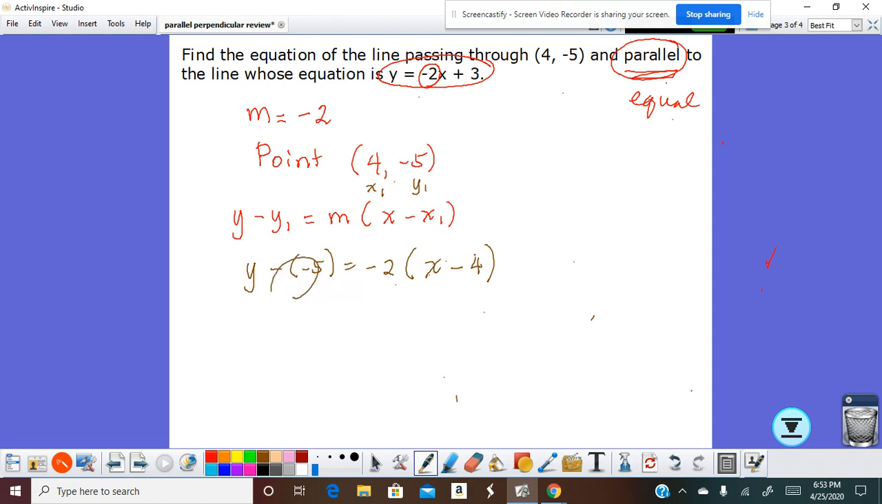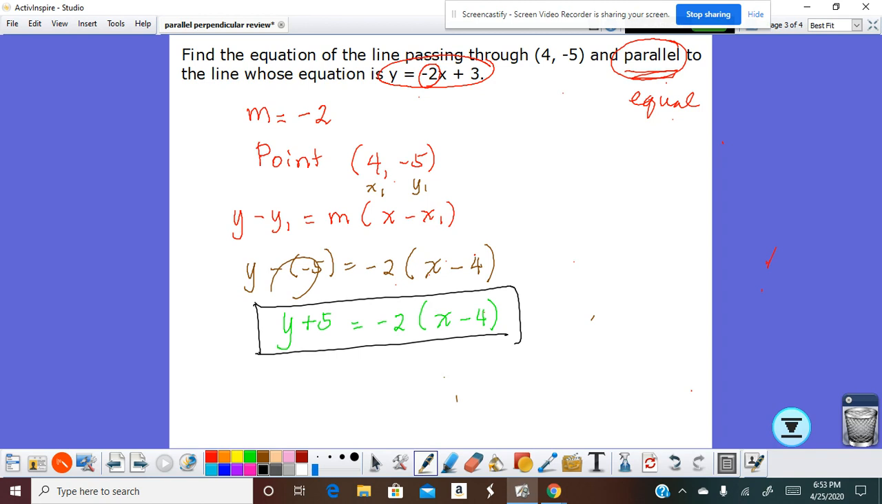Simplifying this, since you have two negatives here, it will now become positive. So we have y + 5 = -2(x - 4). And this is the equation we are looking for. Let's look at another problem.